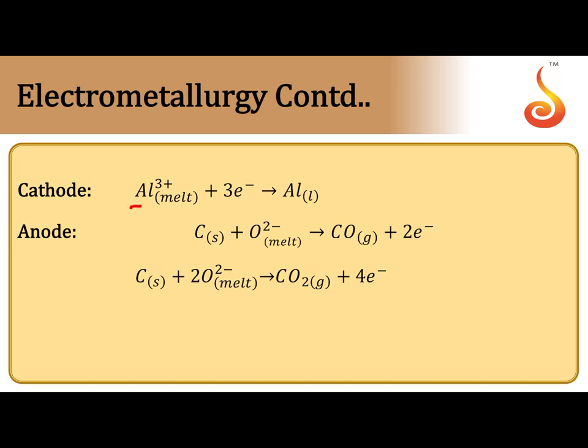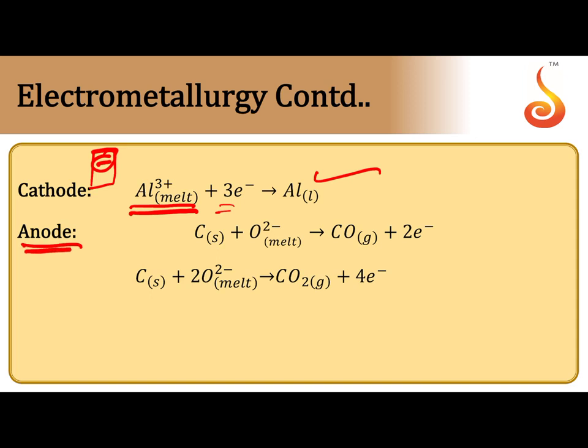In the electrolysis process at the cathode, Al3+, which is in molten state, takes electrons at the cathode, because the cathode is an electrode with an excess of electrons. So, Al3+ undergoes reduction to give aluminum in molten state, which can be removed from the vessel.